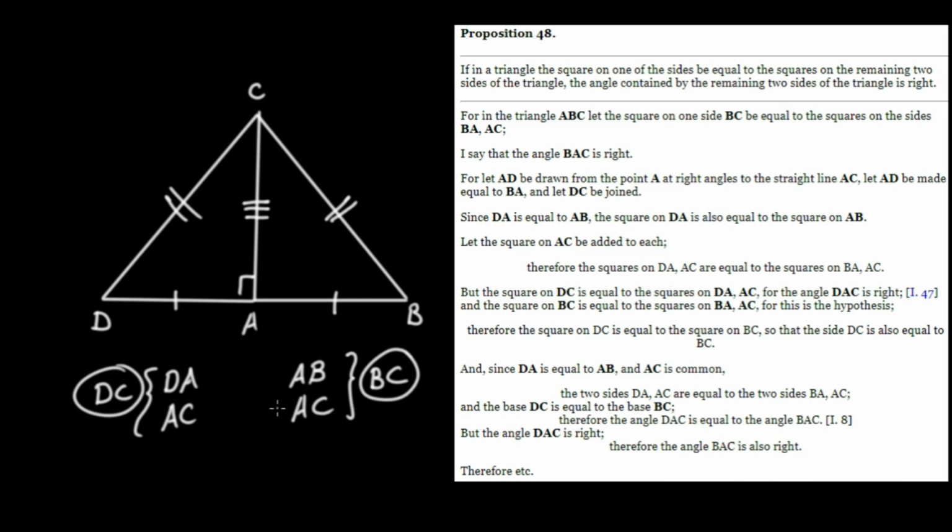So what we've got here is that the side DA is equal to the side BA, and AC is of course equal to AC, and the base DC is equal to the base BC. Therefore, we have equality between these two triangles, and it follows from this that the angle DAC, which is opposite this side over here, must be equal to this angle BAC. However, that angle DAC was a right angle, therefore this other angle is also right.